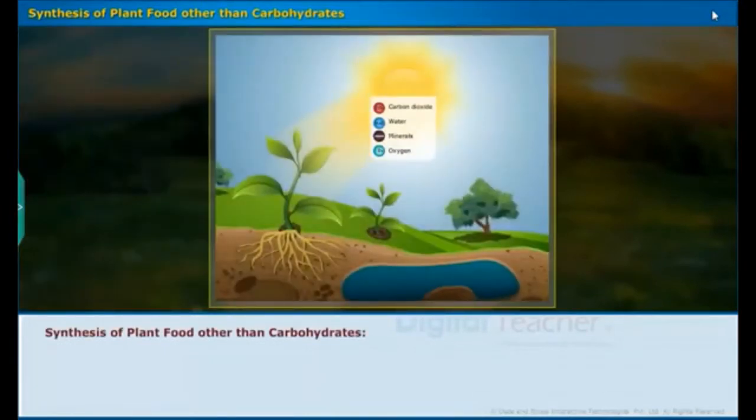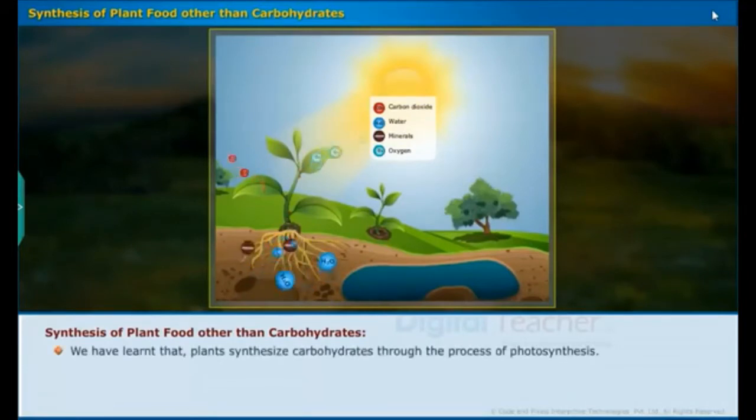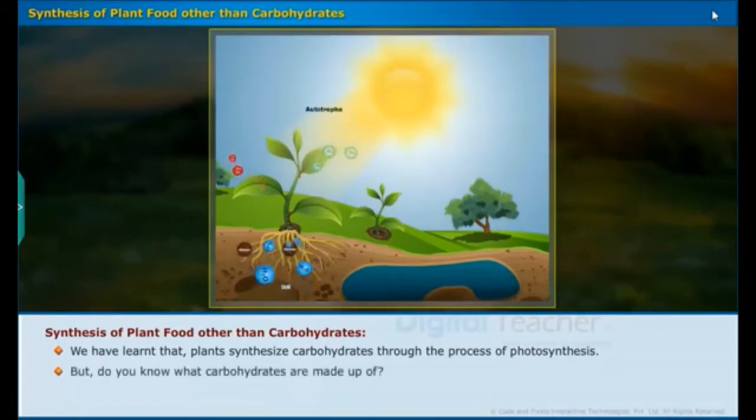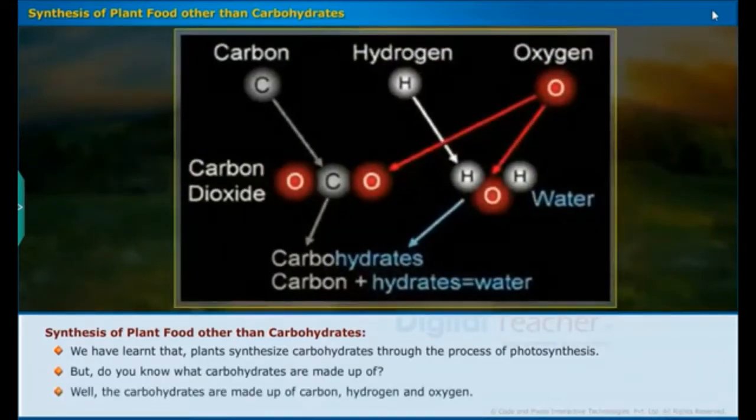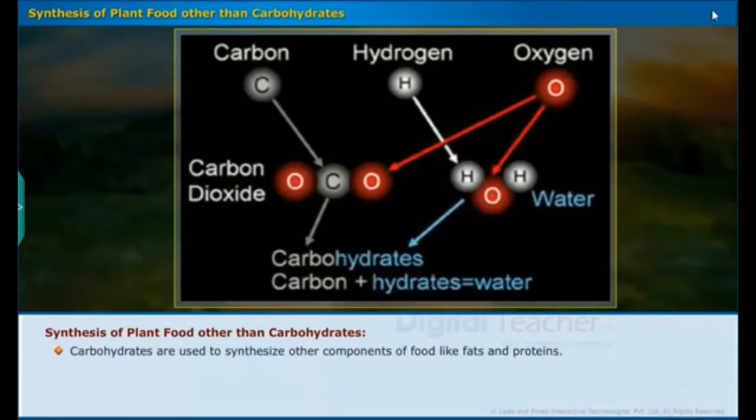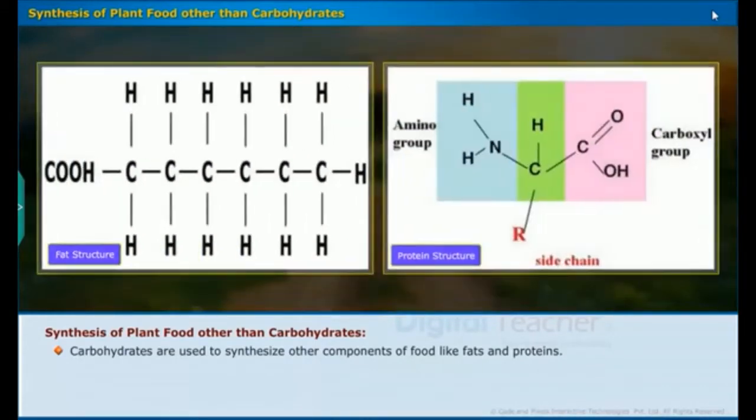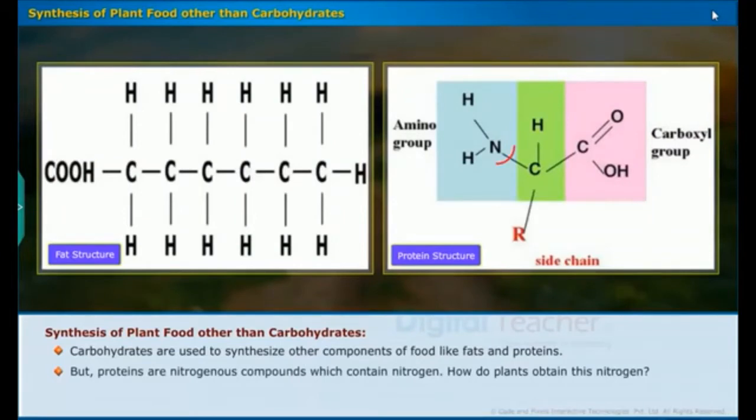Let us study about the synthesis of plant food other than carbohydrates. We have learned that plants synthesize carbohydrates through the process of photosynthesis. But do you know what carbohydrates are made up of? Well, the carbohydrates are made up of carbon, hydrogen, and oxygen. Carbohydrates are used to synthesize other components of food like fats and proteins. But proteins are nitrogenous compounds which contain nitrogen.